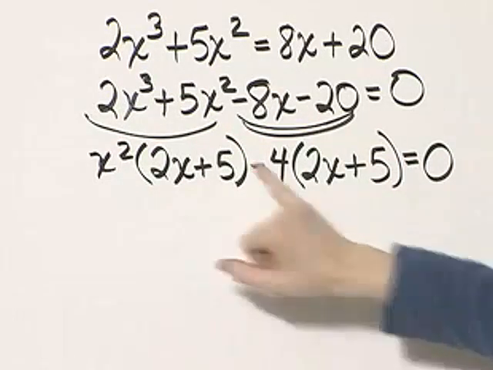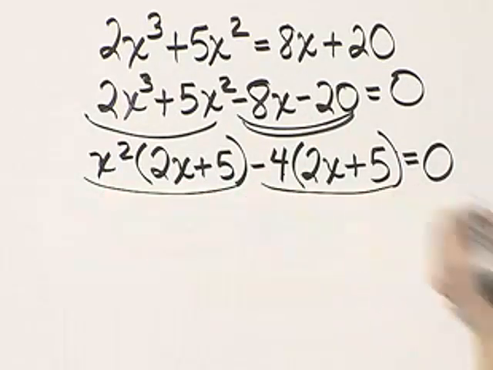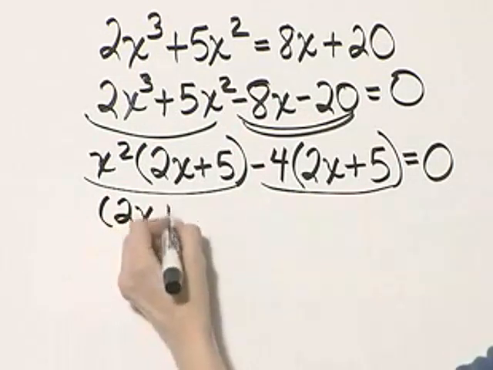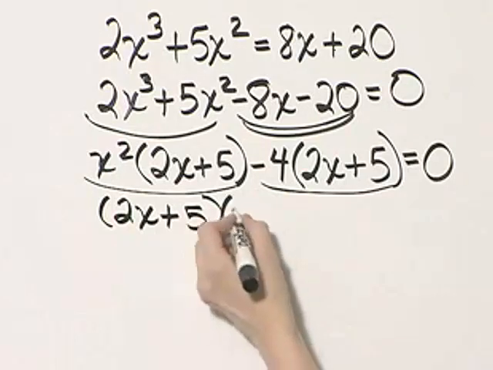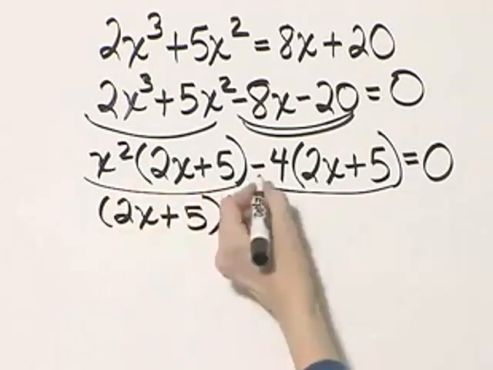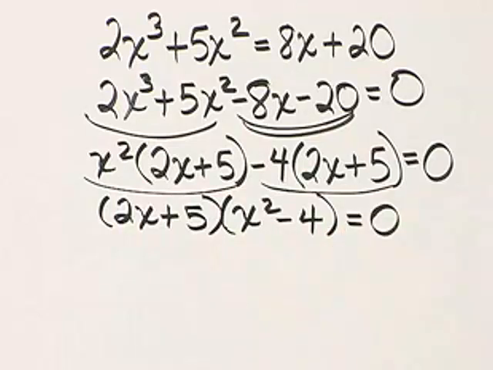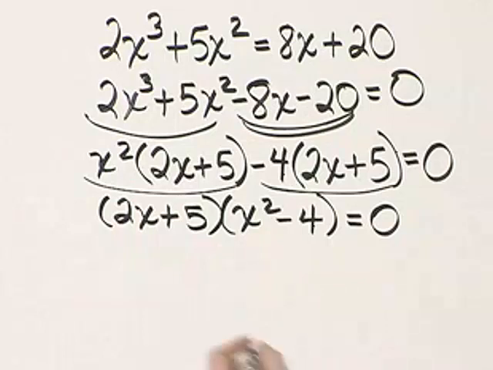I have not factored yet because this is still a difference. And remember, factoring means writing as a product. But notice, if I think of this as 2 terms, notice there's a common factor of 2x plus 5. And when I factor it out of the first term, I'll have x squared minus 4. Now, can I factor any further? The answer is yes. This is the difference of 2 squares.